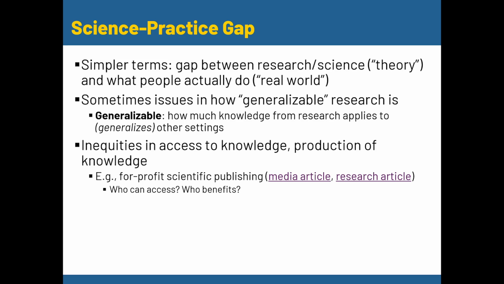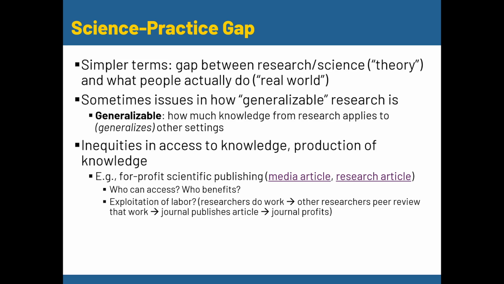One key issue there that I'm passionate about, so I'll try to restrain myself from going too far down this rabbit hole, is that scientific publishing is often for profit. If you'd like to read more, there's a media article link here and a research article link that dive into that. So it raises the question of who can access knowledge and who benefits from that knowledge, both in terms of what the knowledge is about, and also, if it's for profit, who is ultimately profiting off this knowledge. And so one could argue that this is exploitation of labor.